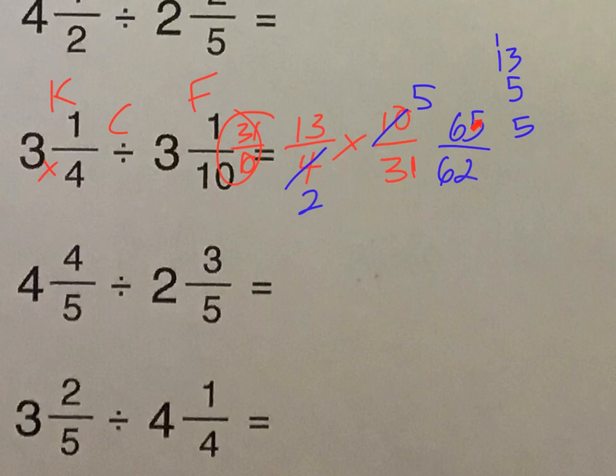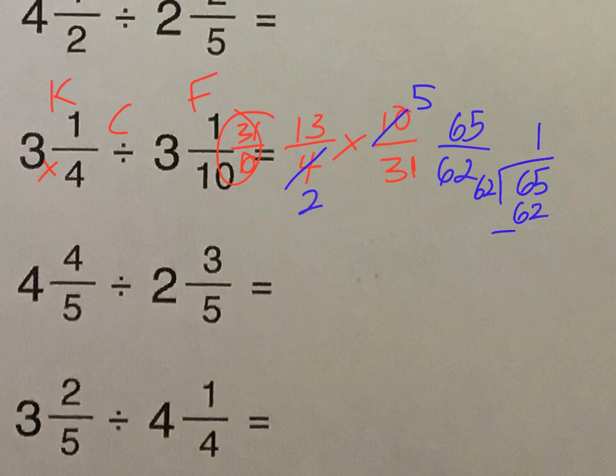Uh-oh, the bigger number's on top. What do we do? We have to change it into a mixed number again. I know that when I was a student, that was sometimes the most aggravating part for me, is that I did all this work and I got to here and I'm still not quite done. But you can do it, have the endurance, get it done. 65 divided by 62 goes once. We have a 3, 1 and 3/62 is how you say that fraction.